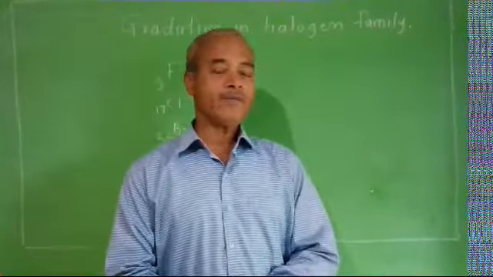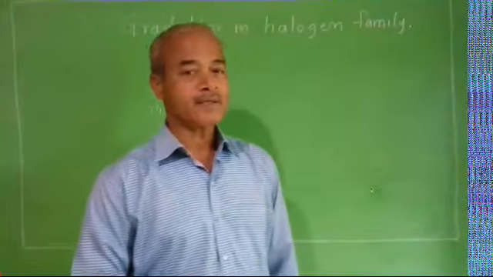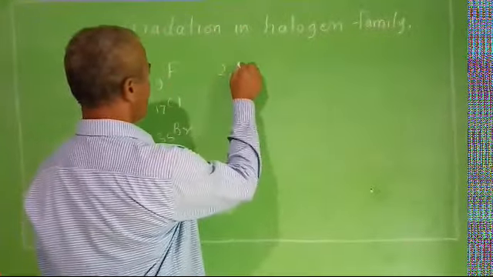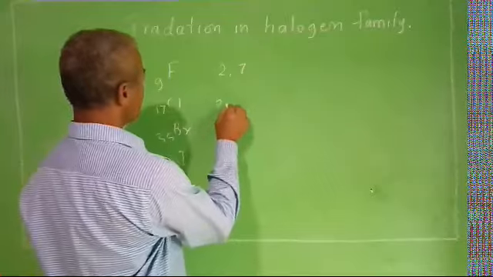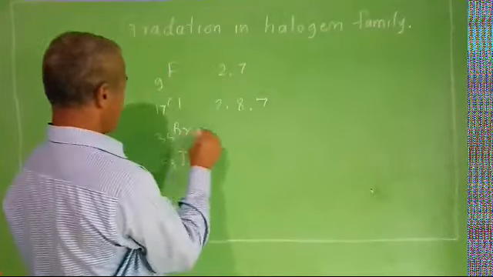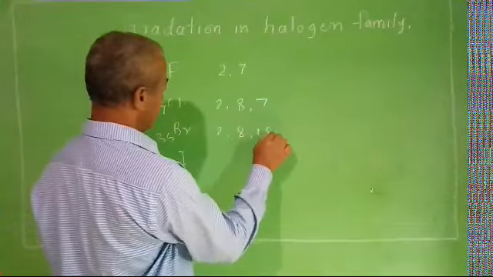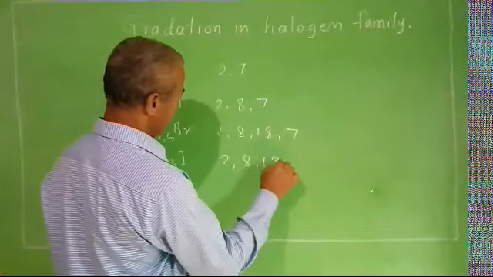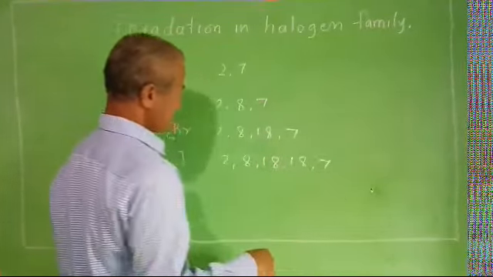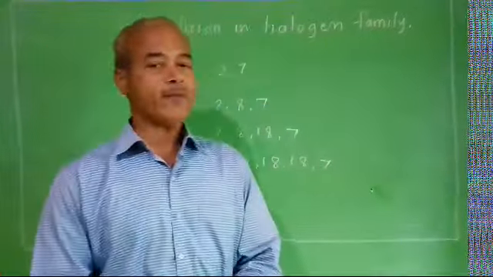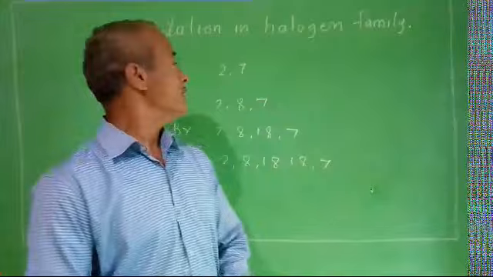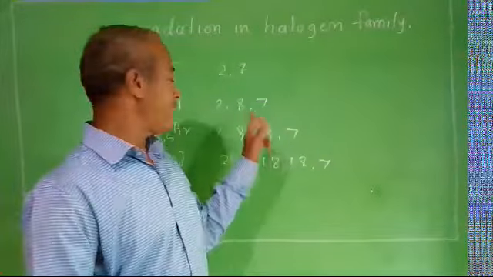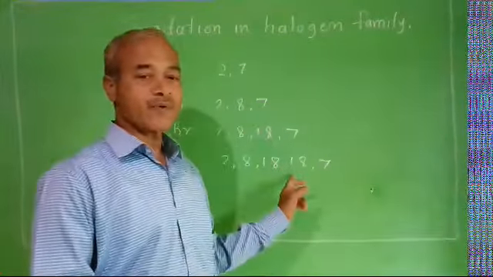Now, how do they differ in their atomic size? The electronic configuration of fluorine is 2,7. Chlorine is 2,8,7. Bromine is 2,8,18,7. Iodine is 2,8,18,18,7. So, looking at the electronic configuration, we understand that fluorine has 2 shells, chlorine has 3 shells, bromine has 4 shells, and iodine has 5 shells.